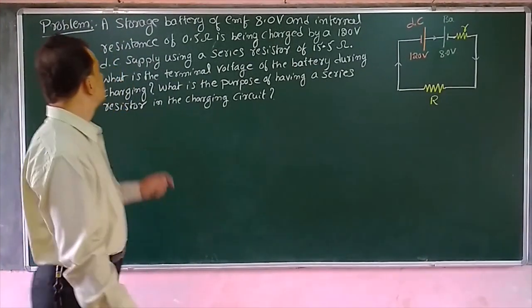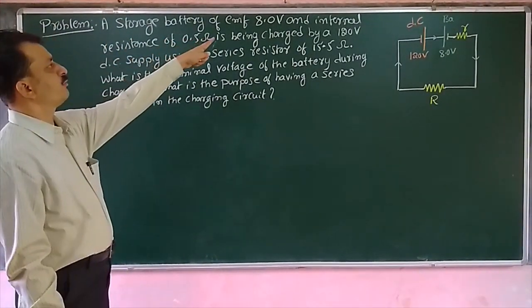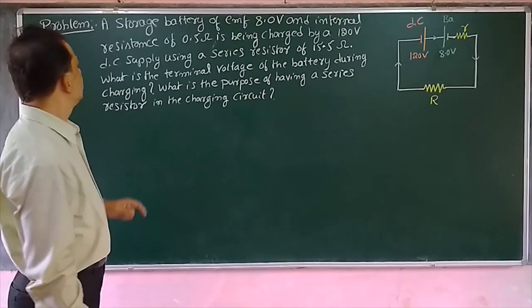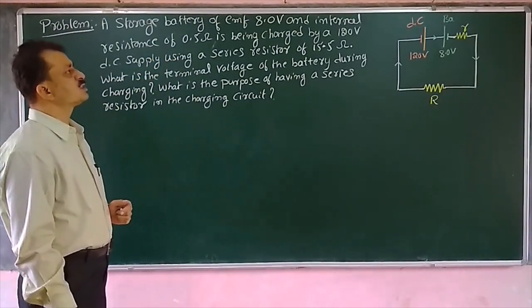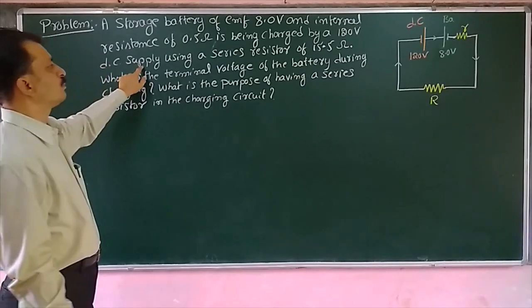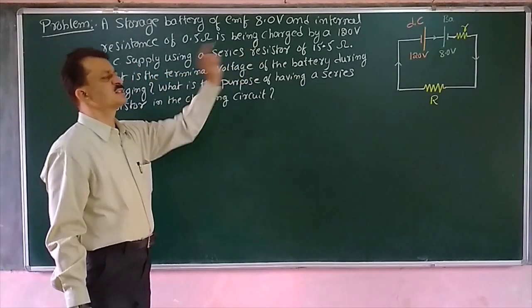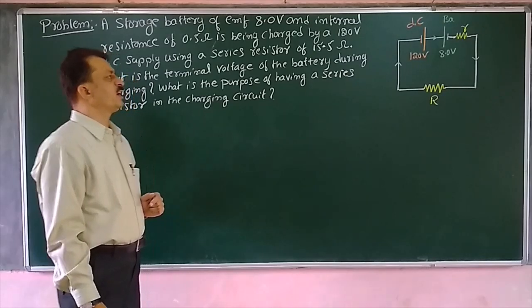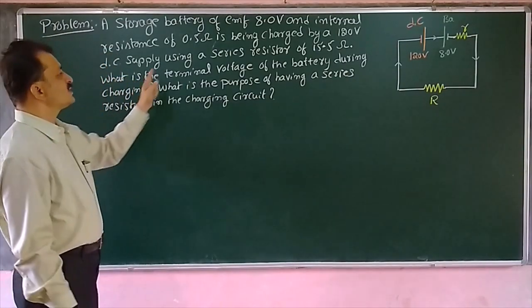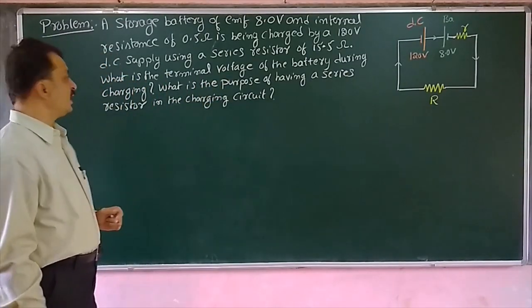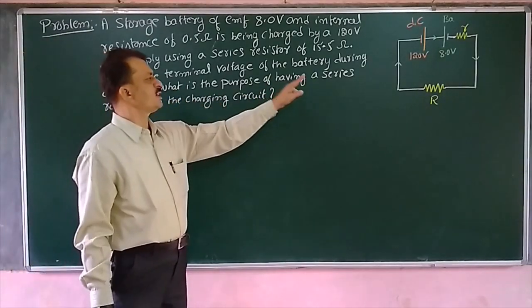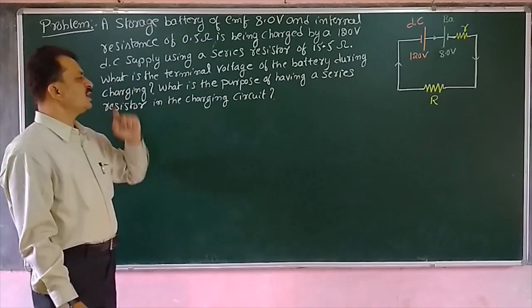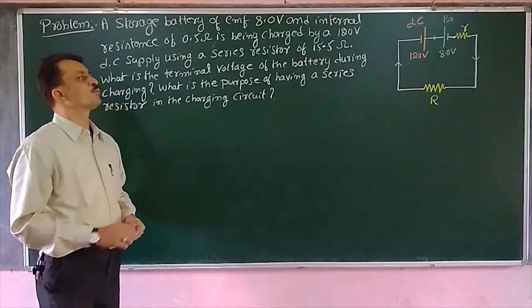Next problem. A storage battery of EMF 8 volts and internal resistance of 0.5 ohms is being charged by a 120 volt DC supply using a series resistor of 15.5 ohms. What is the terminal voltage of the battery during charging? What is the purpose of having a series resistor in the charging circuit?